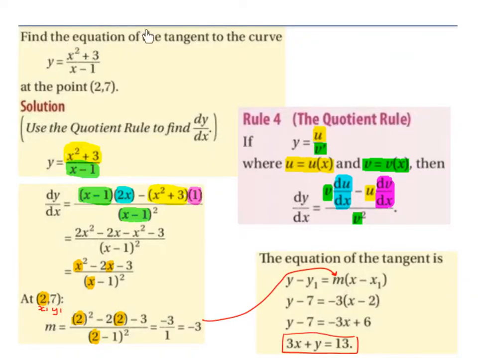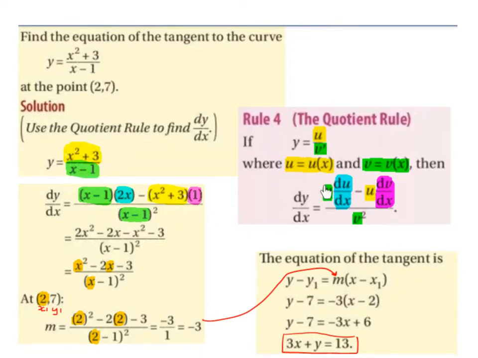So find the equation of the tangent to the curve, y equals x squared plus 3 over x minus 1, at the point 2, 7. So first thing we want to do is differentiate our curve. And since we have a fraction, we use the quotient rule to find dy/dx. So this is the quotient rule. Our numerator is the u, our denominator is the v.